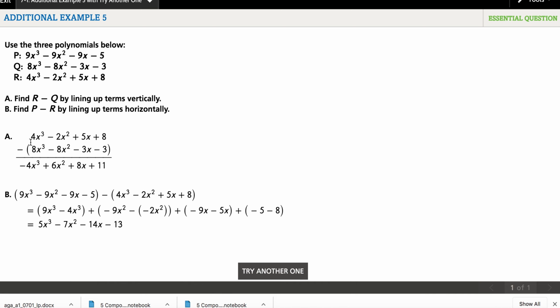A. So we are solving this polynomial by lining up vertically. Okay, minus, we're using subtraction. Again, we are using negative, distributing by negative 1. And B, we're doing it horizontally, using the associative and commutative properties that you have been learning in the previous slide. So take a look at how this is done.